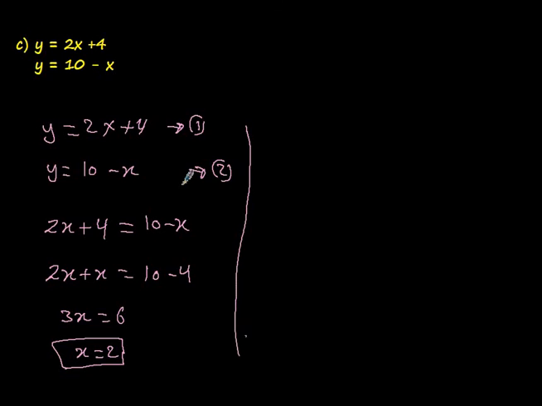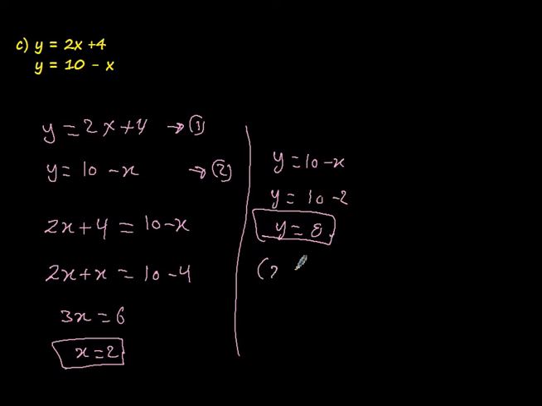And now let's go and find out the value of y. In the second equation, I know that y equals 10 minus x. Y equals 10 minus 2. Y equals 8. So the intersection point between these two straight lines will be at the point (2, 8). And this is the solution to this pair of simultaneous equations.